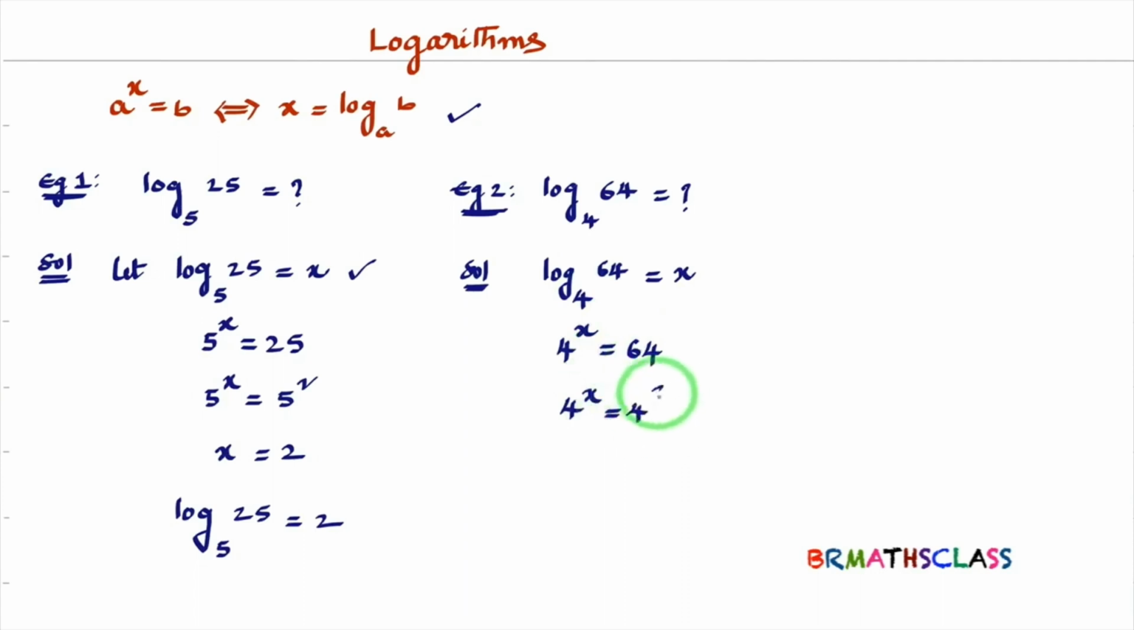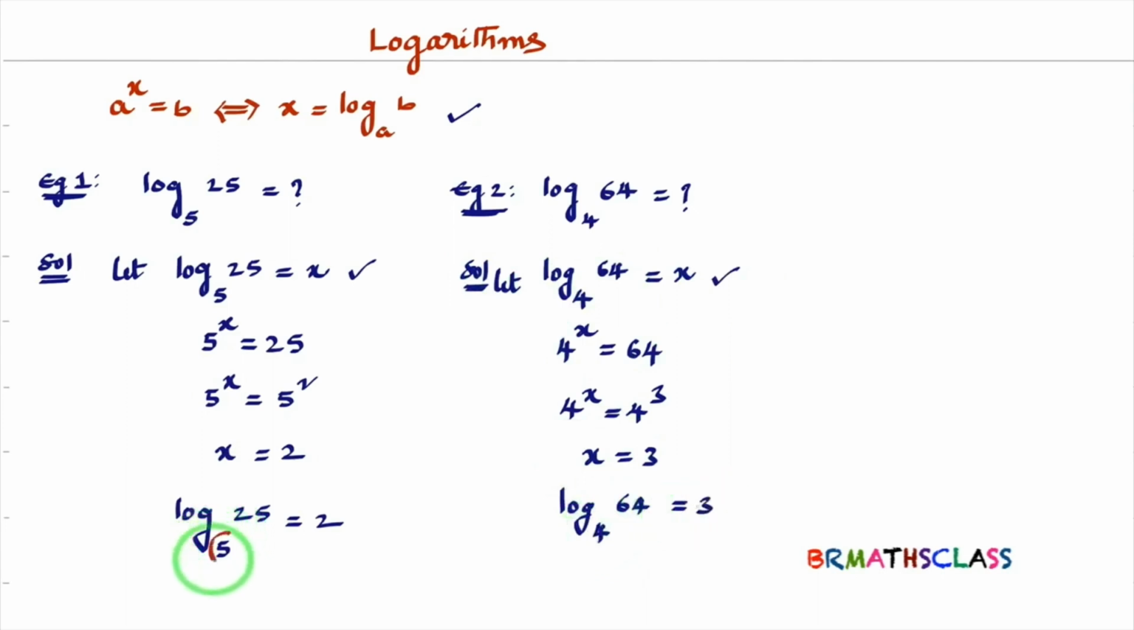64 is nothing but 4 cube, correct? 4 into 4 is 16, and 16 fours are 64. As bases are equal, power should be equal. So what is x here? x is 3. Actually, we consider this expression as x. So the logarithm of 64 base 4 is 3.